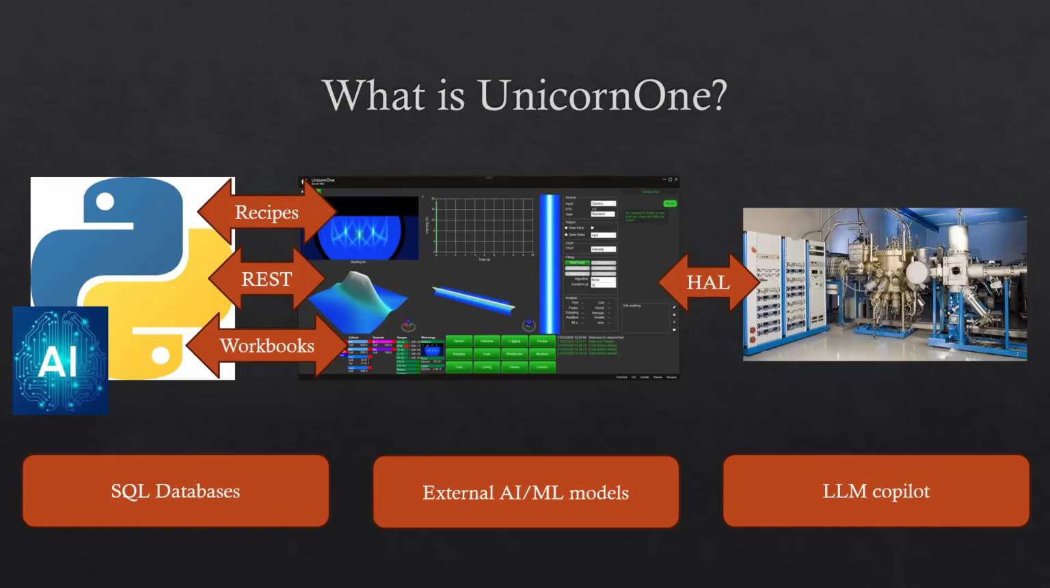The first is through IronPython recipes running directly inside UnicornOne. The second is through the built-in HTTP server and REST API, allowing external applications to communicate with UnicornOne. And the third is through an AI/ML workbook, which allows users to build complete visual applications that integrate directly into the UnicornOne interface.